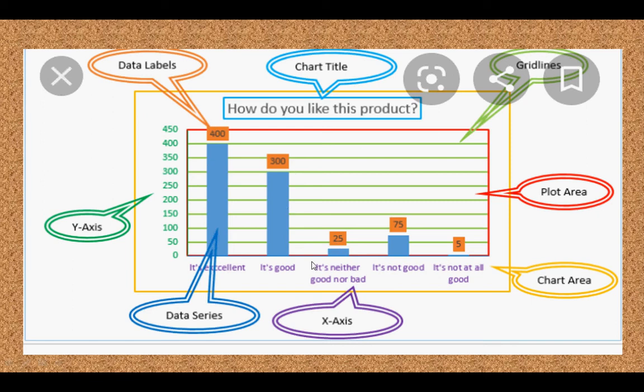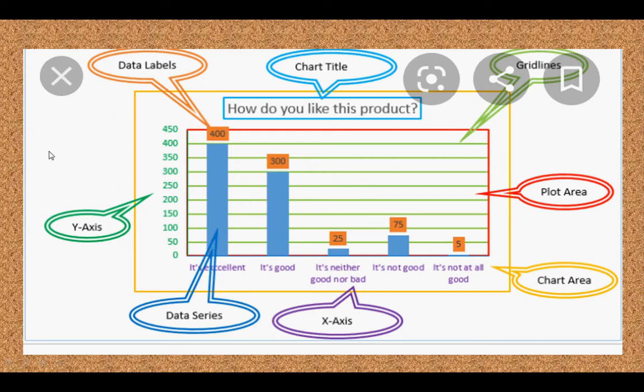Apart from this, we also have the legend. The legend is not given over here; I'll show you in the next chart what a legend is. The legend identifies each data series in a unique color or pattern. Suppose we are storing marks of math and science: math marks will be shown with one color, and science marks will be shown with a different color. That is called the legend.